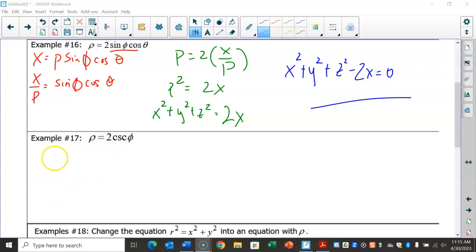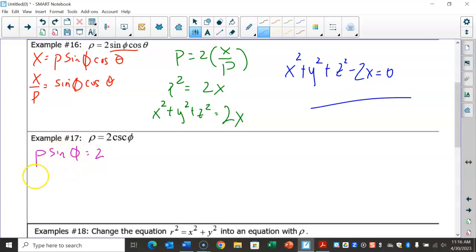Okay, so here's the first thing we're going to do. I have a cosecant here. There was no cosecant in any of our equations, so I'm going to divide both sides by cosecant, and so I'll have rho sine of phi is equal to 2. All right, so I'm trying to manipulate these equations into something that we can actually use some substitution for.